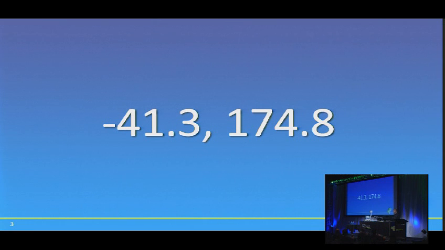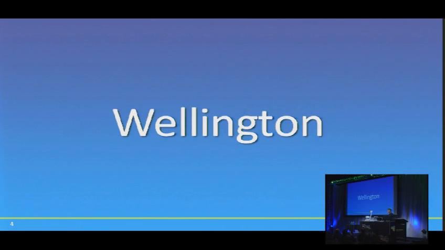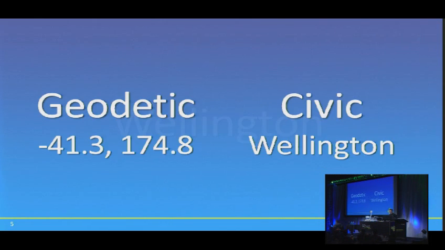But as developers, we get a latitude, longitude from a GPS, and we think, yep, tick, our application has geolocation data in it. But users don't think that way. Users think in terms of Wellington. So the first thing that we identify here is a difference between what's geodetic information, so the numbers, and what's the civic information.